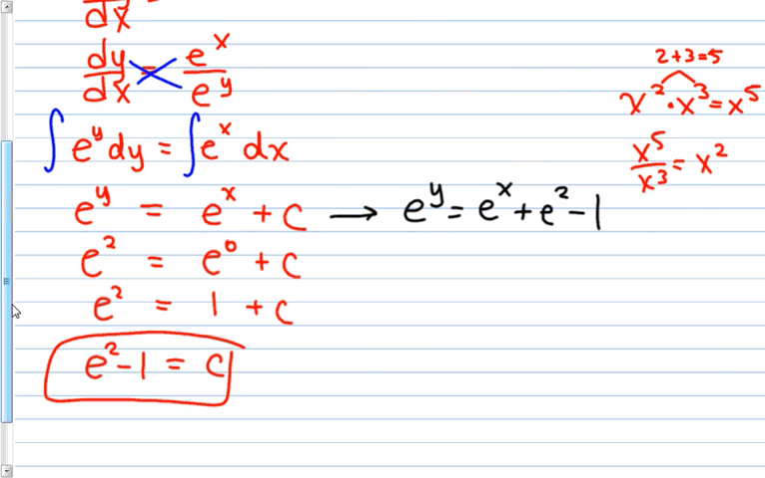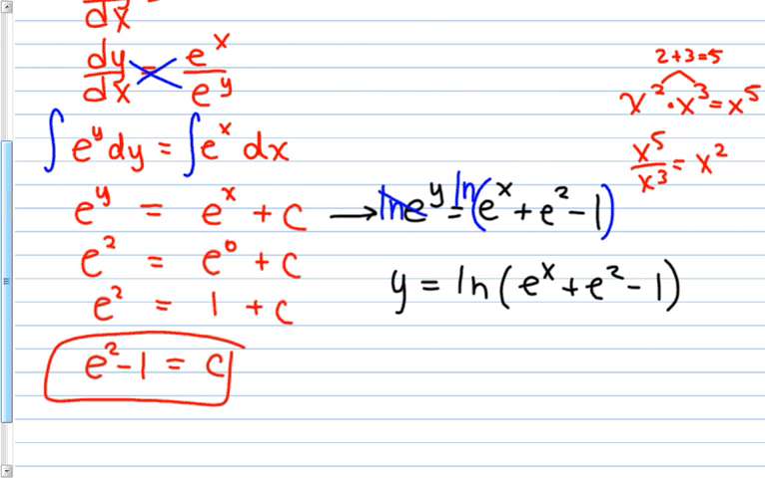So I've got to get rid of the e because I need y. I need this equation to be y equals. So what gets rid of an e? Natural log. That cancels out, but then I also have to take the natural log of the other side. So now I have y equals the natural log of e to the x plus e squared minus 1. And we're going to leave that there.